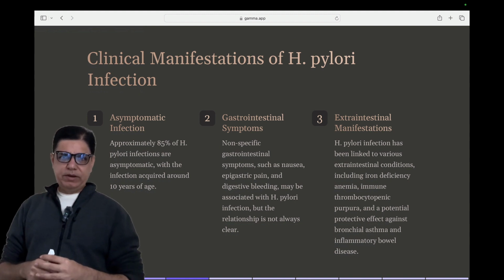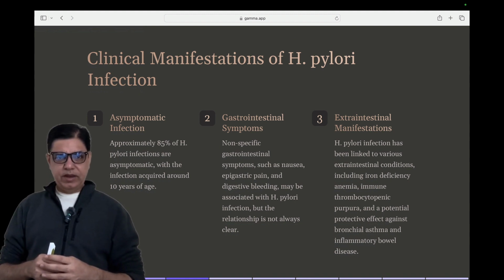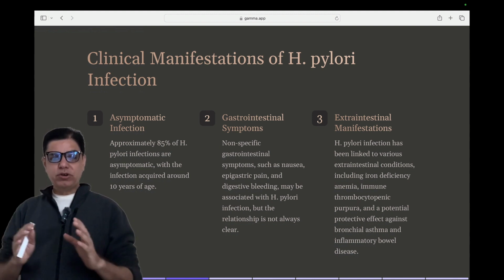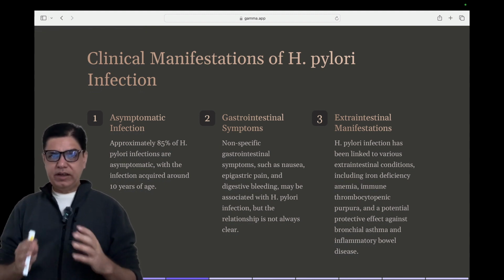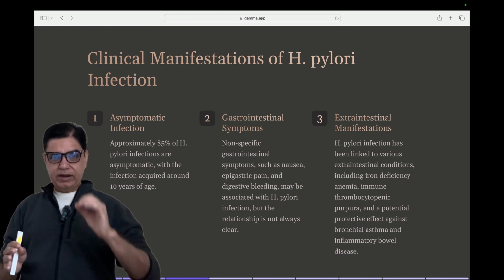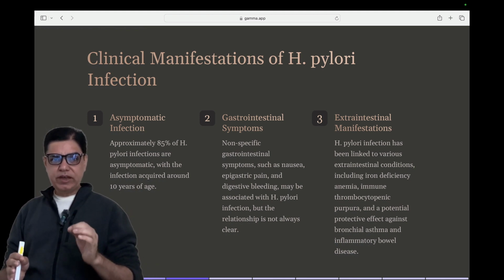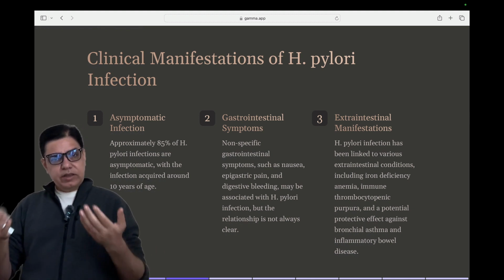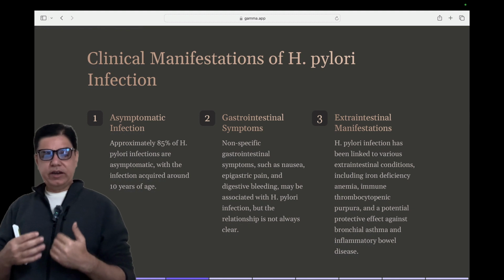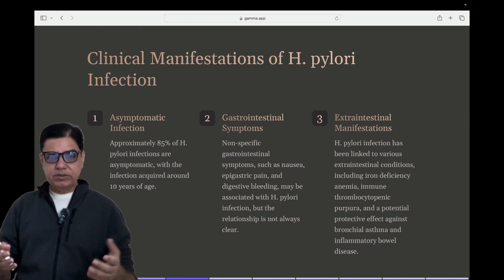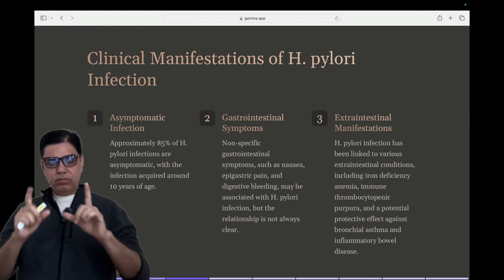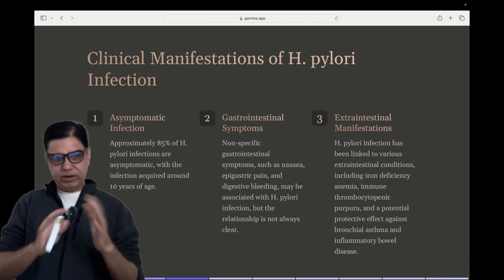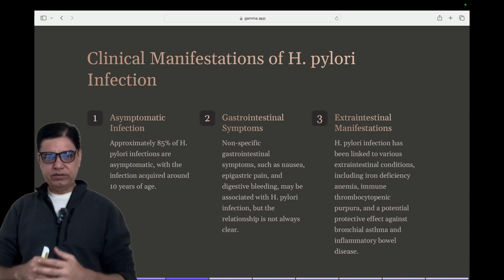Moving on to the clinical manifestations, or clinical presentation. Now, in children, and it's important, the majority of the infections are asymptomatic. The research says that 85% of the H. pylori infections are asymptomatic. It means the bacteria is there, it has infected the lining of the stomach, but there are no symptoms. And they say that the common age at which children get this infection is around 10 years of age, plus or minus 2-3 years.